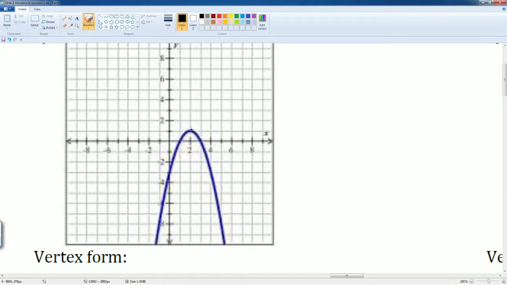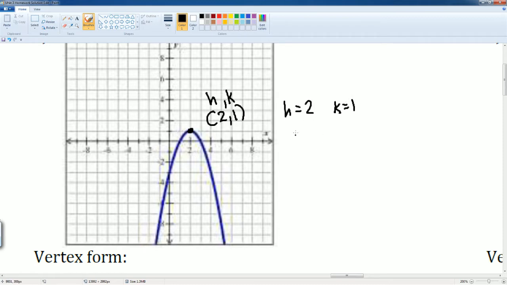So we go to the graph. Here's that vertex, which is the maximum here, and it looks like that point is (2, 1). So this is the vertex. So we know that h is equal to 2, k is equal to 1. Let's just write that here: h is equal to 2, k is equal to 1.